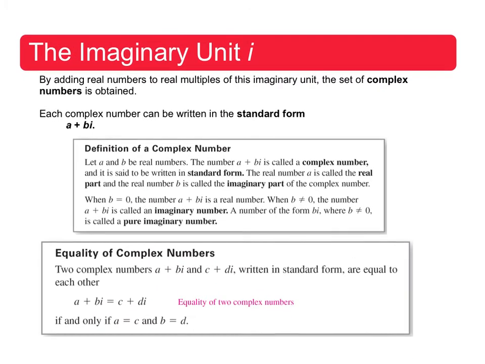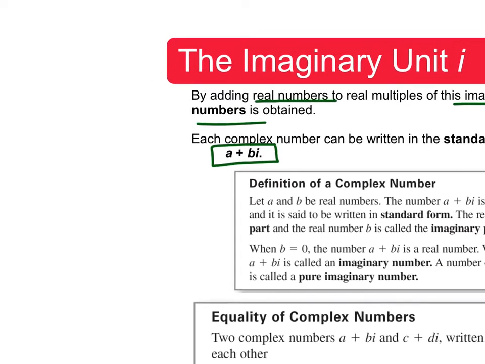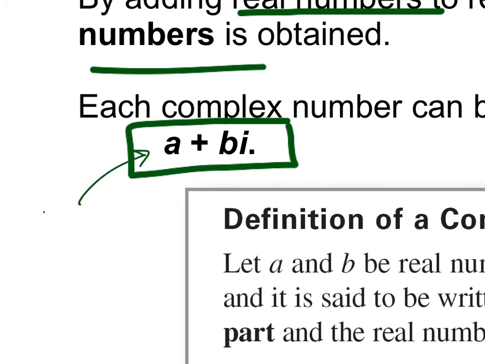Some more definitions with the imaginary unit here. By adding and combining, like I said, real numbers to the imaginary unit, you get your complex numbers. And here's that a + bi that I was talking about, that's standard form. So you can read through the definition algebraically. But like I said, essentially breaking it down, it's the combination of a real number and an imaginary number.